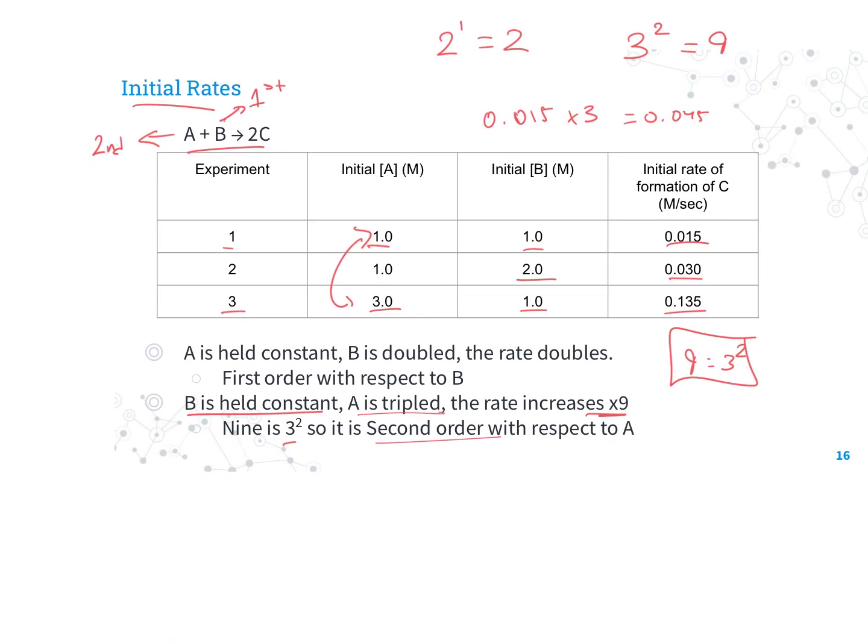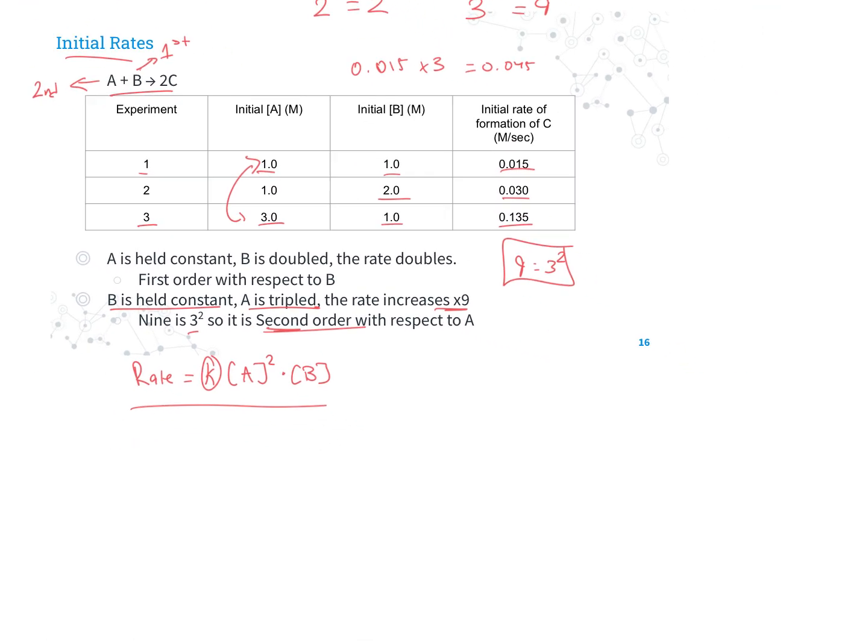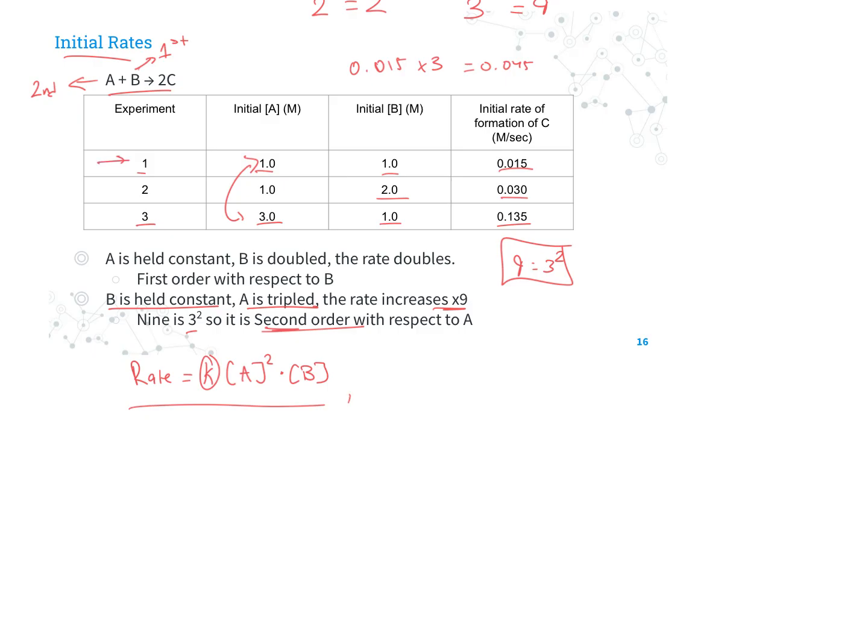And so if I were to write a rate law for this, the rate would equal lowercase k times the concentration of A squared, because it's second order, times the concentration of B. And that is my rate law. I can take this a step further and actually solve for K, because I know the concentrations of A and B, and I know the rate. So let's just take experiment 1, for example. The rate is 0.015 molar per second.